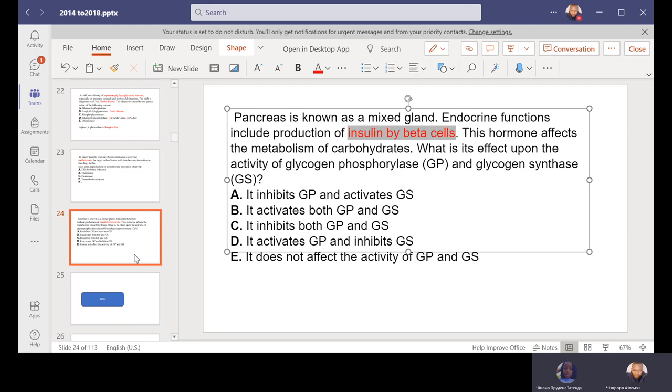So insulin is activating what? Glycogen synthesis. So the keyword is about insulin, its activation and inhibition. You just need to know the action of insulin on these two enzymes. For glucagon, I just told you so that you understand. If they ask you that way, they can change only this part. They can say glucagon by alpha cells, and you will see it as a new question, right?